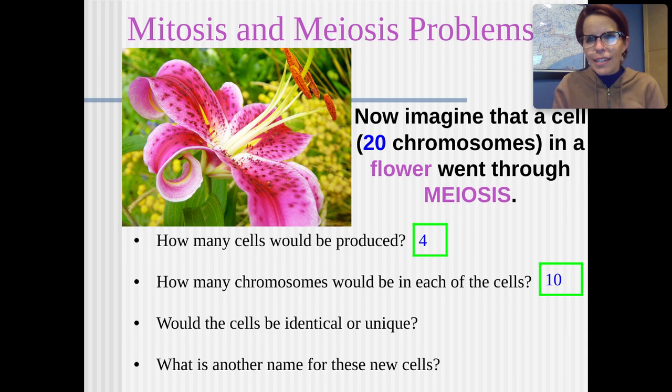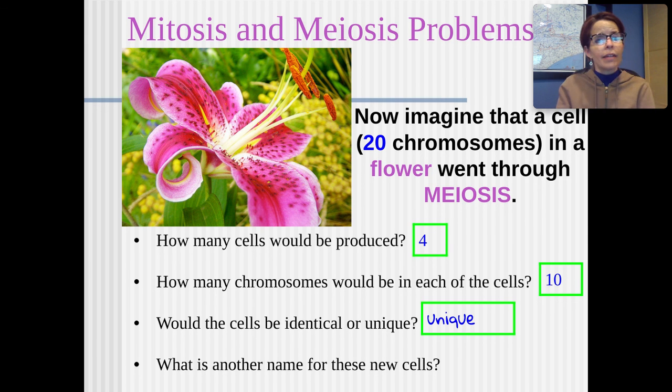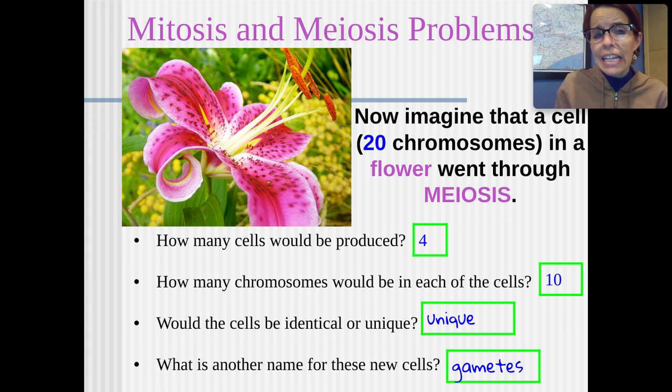Would the cells be identical or unique? This is sexual reproduction, and so these would be unique cells. They're not clones of each other. And then what's another name for these new cells? Those are the gametes. In a flower, it would be pollen and eggs. They make both, whereas in a human being, it would be sperm or eggs. Flowers make pollen and eggs.